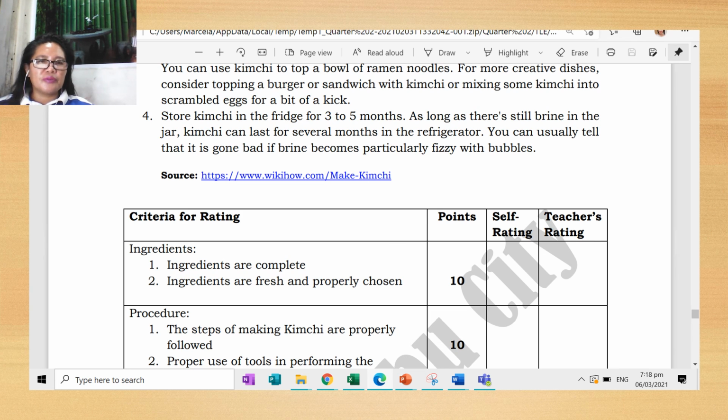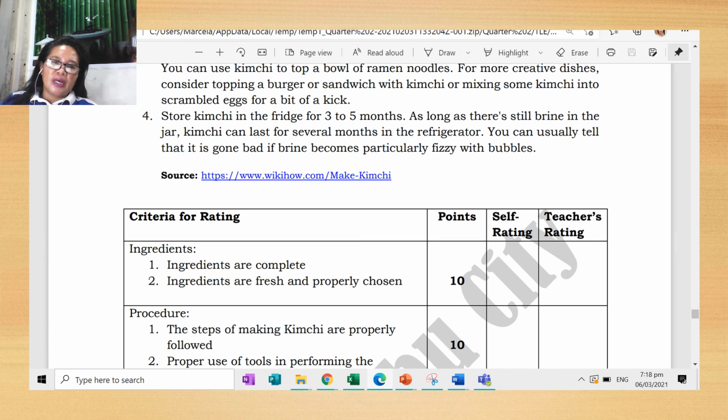Okay, so these are the sources, class. Now, the criteria for rating. You have the points here, the self-rating and the teacher's rating. Number one, ingredients are complete. The ingredients are fresh and properly chosen.